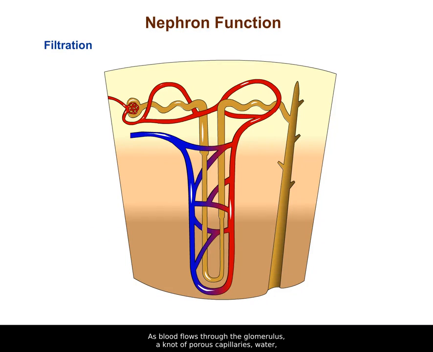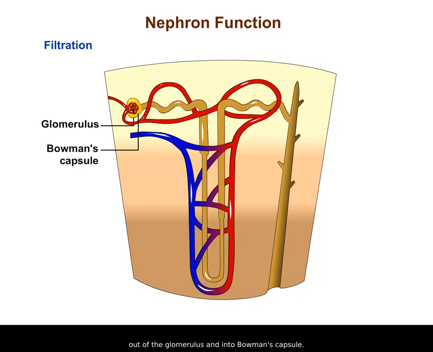As blood flows through the glomerulus, a knot of porous capillaries, water and virtually all other molecules small enough are forced by blood pressure out of the glomerulus and into Bowman's capsule. This process is called filtration. Filtrate is the fluid that accumulates in Bowman's capsule.